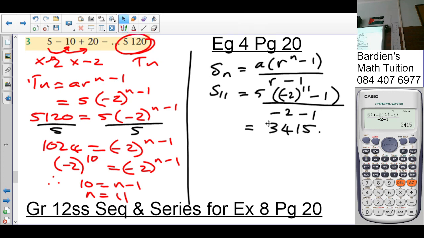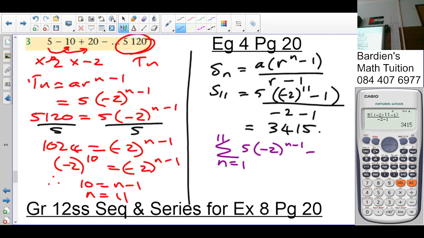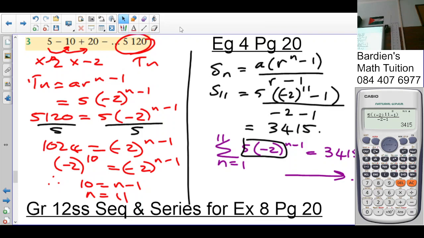But remember, the question was to represent it in sigma notation. So we go sigma, starting point n will always be 1 if we write it up ourselves. 11 is the number of terms, and the general term is 5 into negative 2 raised to the n minus 1, equal to 3,415. Again, you can't multiply this here because of the variable exponent on the 2.